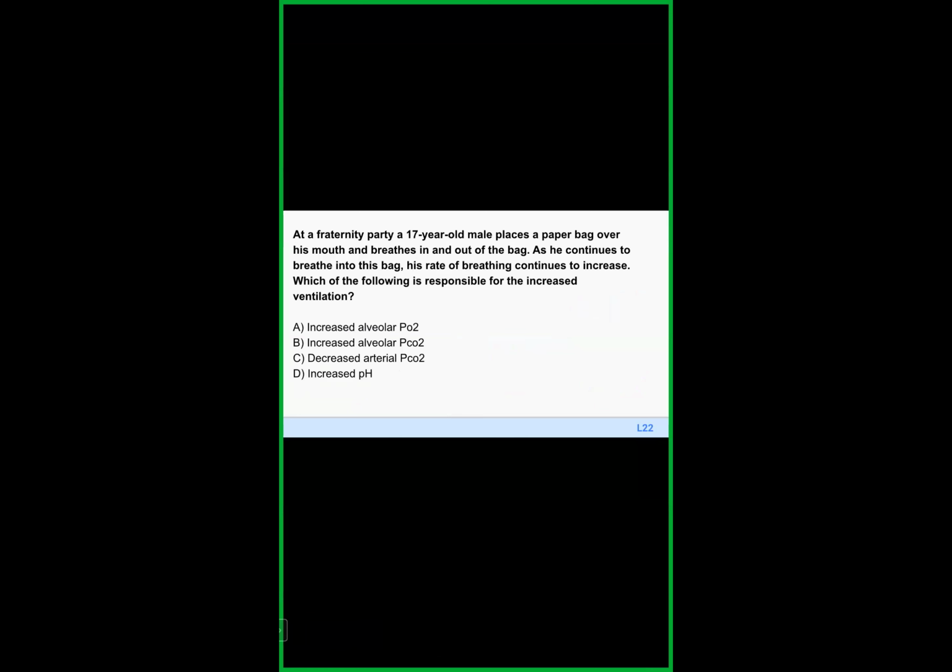At a fraternity party, a 17-year-old male places a paper bag over his mouth and breathes in and out of the bag. As he continues to breathe into this bag, his rate of breathing continues to increase. Which of the following is responsible for the increased ventilation?